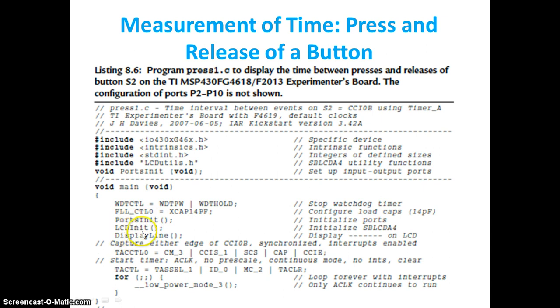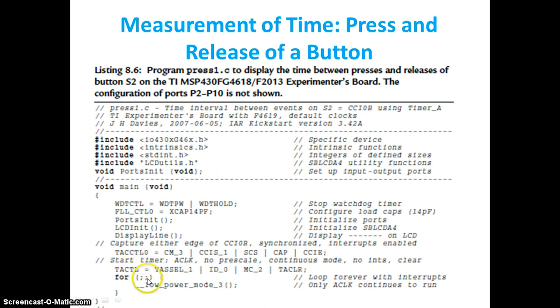Then it has an LCD initialization. Then it is trying to display the line. Okay, this is the general part. Now let us come to the capture compare channel initialization. It has CM3, that is nothing but rising and falling edge capture. CCIX1 means it has been connected to the CCIX1B pin. Then synchronous capture, then it has enabled capture mode, and then the capture compare interrupt flag is enabled.